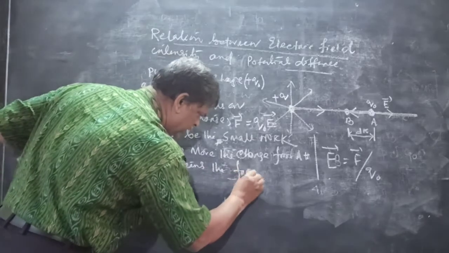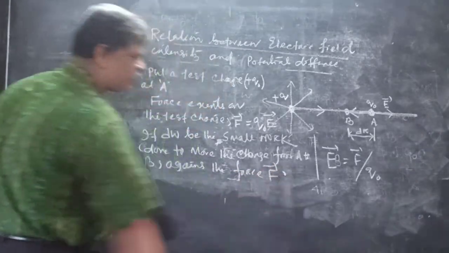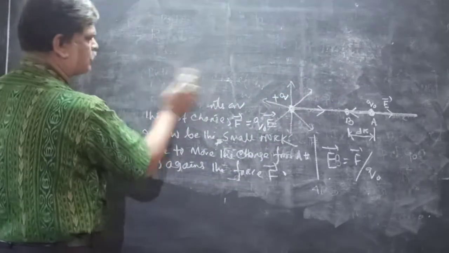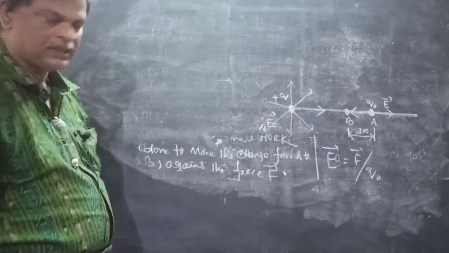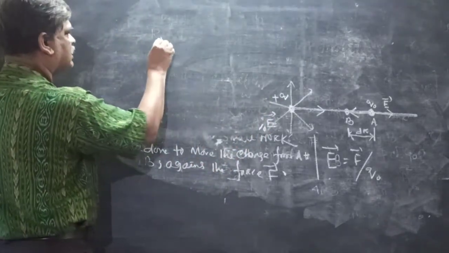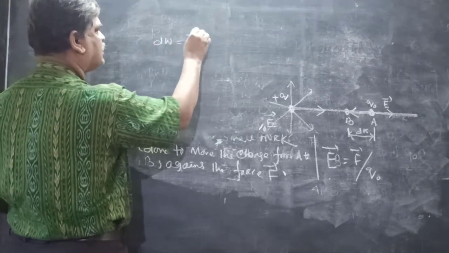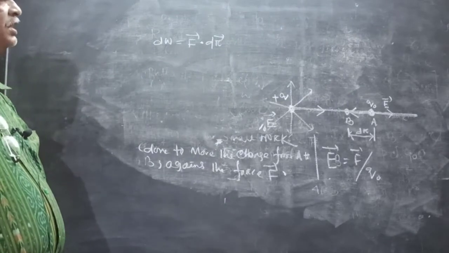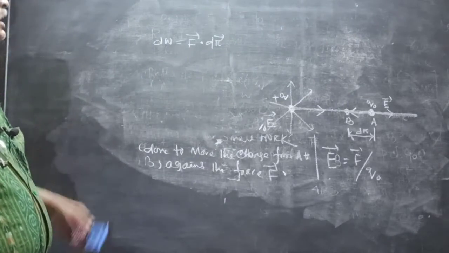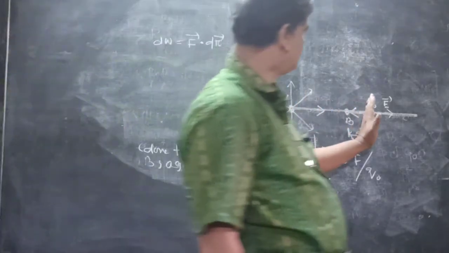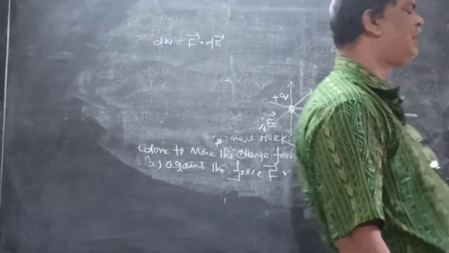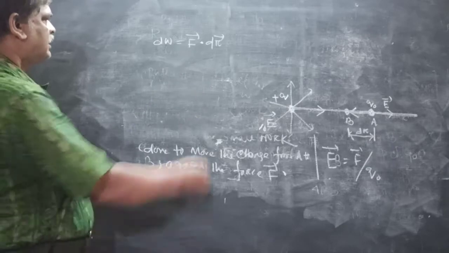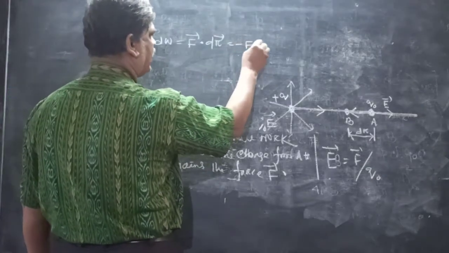The force against the force F vector, we move the charge towards B from A. How much work is done, dW? dW is equal to force vector dot displacement, F dot dr. The force and displacement are in opposite directions. The force vector is directed outward along the direction of the field, and the displacement is from A to B, towards the charge, so this is equal to minus F dr.